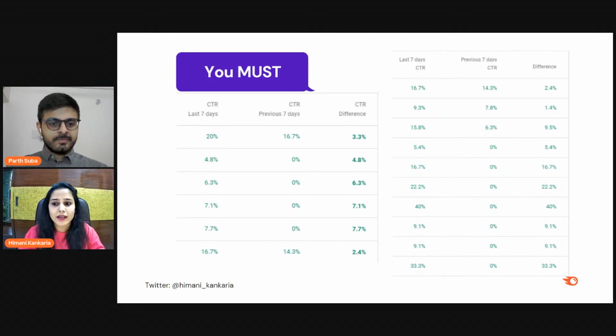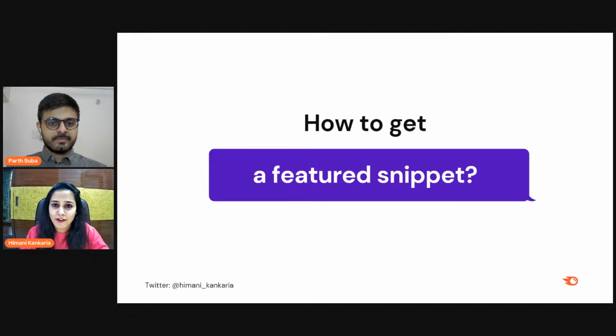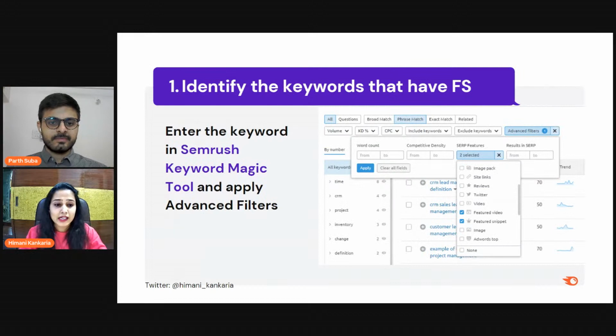Looking at this data, I am sure you would think that achieving featured snippets is important. So what are we waiting for? Let's get started on how we get a featured snippet. The very first step is to identify the keywords that have featured snippets. You can enter the keyword in the SEMrush Magic tool and apply advanced filters like featured video, featured snippets, and all of them. You need to identify those keywords and target them first.